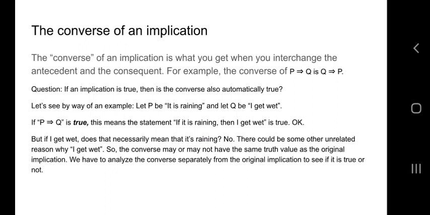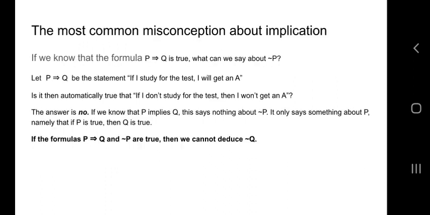So the next slide, we're going to talk about something that I'm going to call the most common misconception about the implication. Keep in mind the formula P implies Q, and we're going to talk about the most common misconception about understanding P implies Q. It all starts out by assuming that P implies Q is true. So we're going to assume that whenever P is true, Q is true. If we know that P implies Q is true, is there anything we can say about not P?